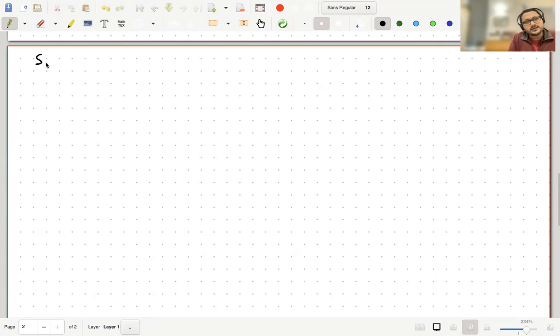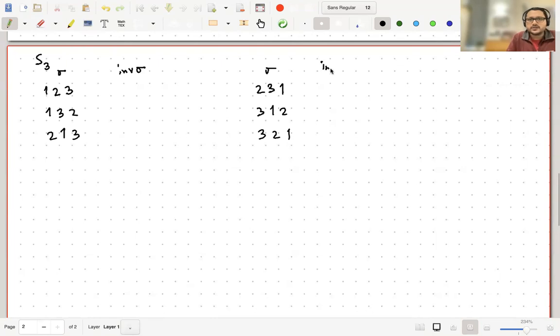Let's fix n equal to 3, and we list all the permutations of S3. So we can have 1, 2, 3; 1, 3, 2; 2, 1, 3; then 2, 3, 1; 3, 1, 2; and 3, 2, 1. So these are all the 6 elements in S3. Let's count the number of inversions. This is our sigma. Let's make a table, and we'll count the number of inversions of sigma.